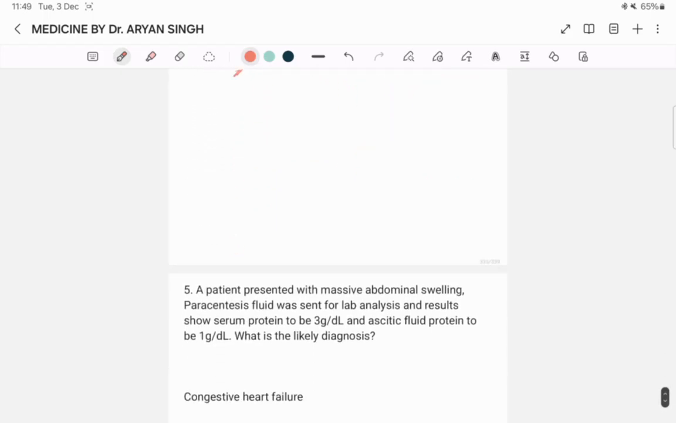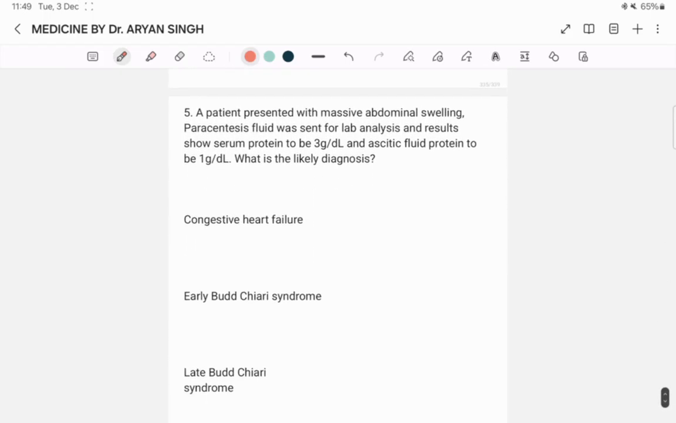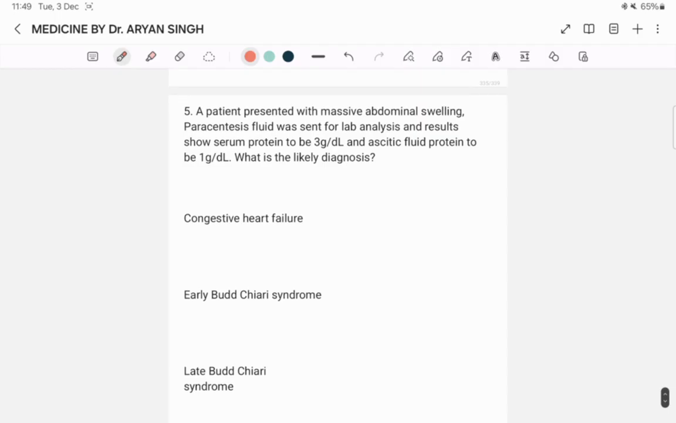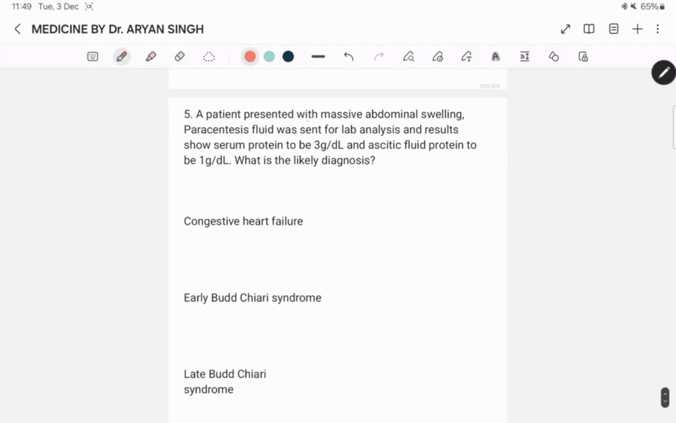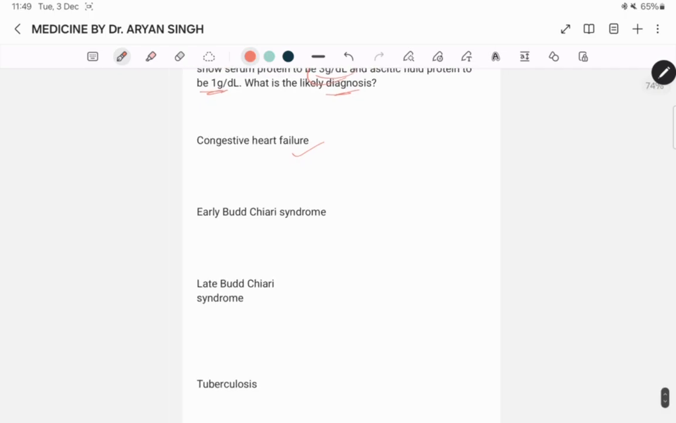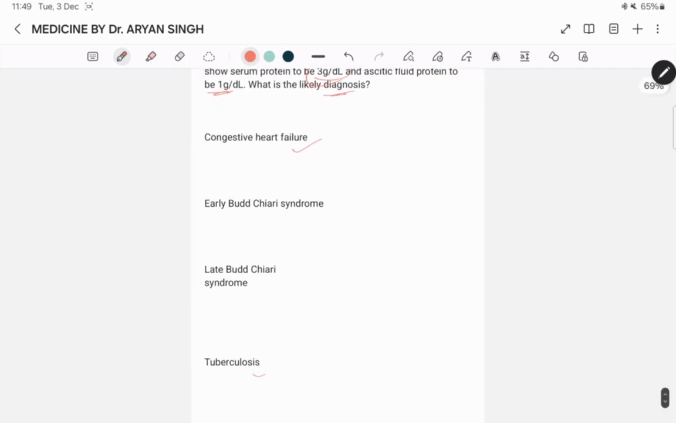Next question. A patient presented with massive abdominal swelling. Paracentesis fluid was sent for lab analysis and results show serum protein 3 gram per dl and ascitic fluid protein 1 gram. What is the likely diagnosis? Congestive heart failure, early Budd-Chiari syndrome, late Budd-Chiari syndrome, or tuberculosis?